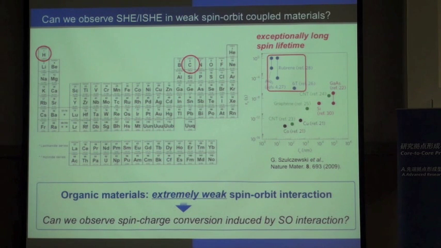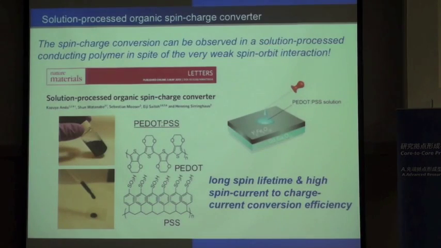So whether we can observe the spin charge conversion in such weak spin-orbit coupling materials is a fundamental and practical question. The answer we found is that we can observe the spin charge conversion in the solution-processed conducting polymer, PEDOT:PSS, in spite of the very weak spin-orbit interaction. And also we found that the long spin lifetime and high conversion efficiency from a spin current to a charge current coexist in this material. Let me explain this surprising discovery in detail.